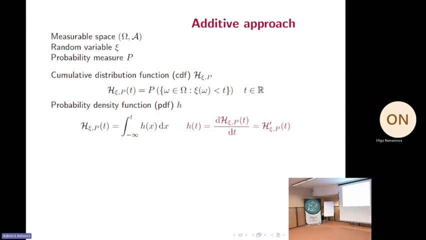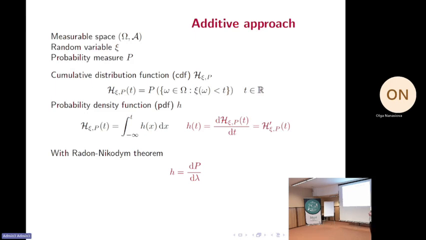However, from these formulas, we cannot see how the probability distribution function is connected with the probability measure. For that, we need the derivative. To be exact, we need the Radon-Nikodym derivative, which shows us the relation I mentioned, so the relation between the probability measure and the probability density function. Here we need to assume some more conditions.